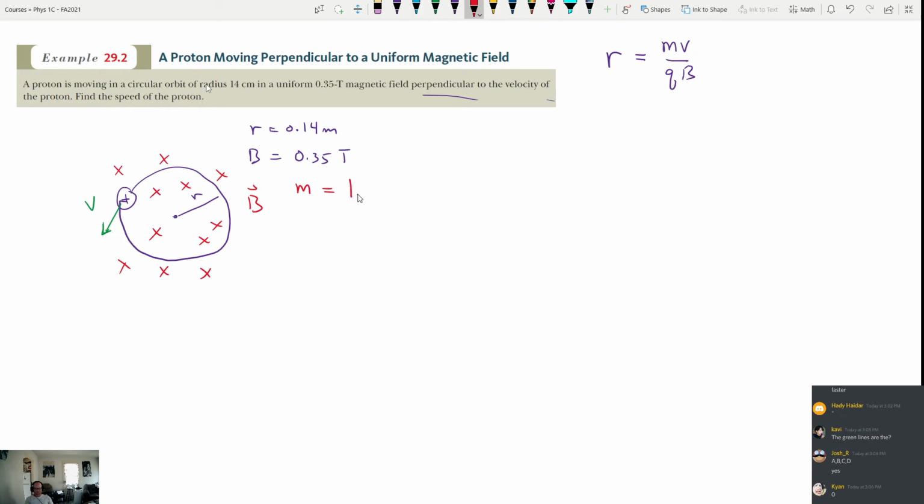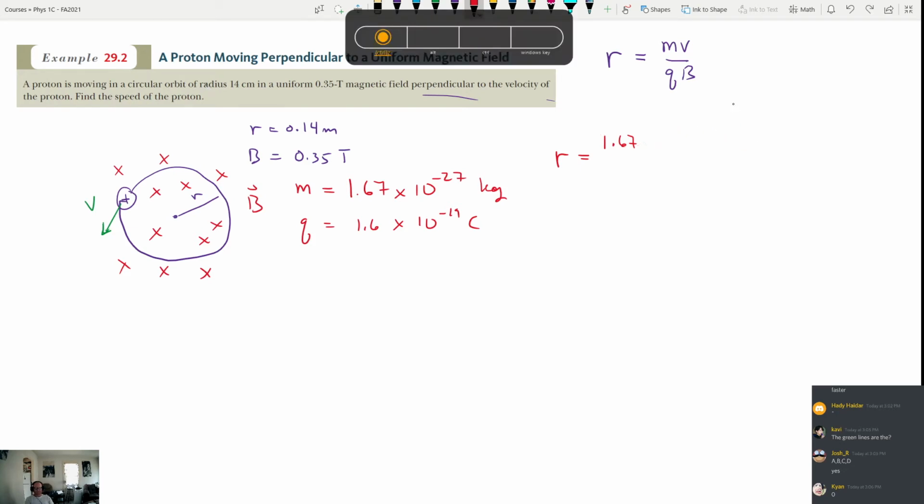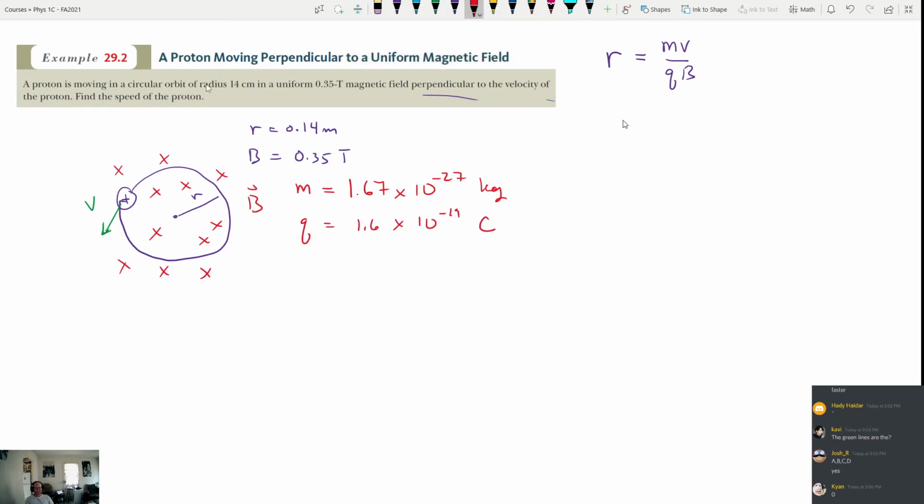The mass of a proton is 1.67 times 10 to the negative 27 kilograms. This is obviously something you can look up. And then we also need to know the charge on the proton, which is 1.6 times 10 to the minus 19 coulombs. Putting those together, we can see that the radius of the path is going to be multiplied by velocity. Oh, we're trying to find velocity. My bad. So we want to solve this for v, so we're going to get that v is equal to qBr divided by m.